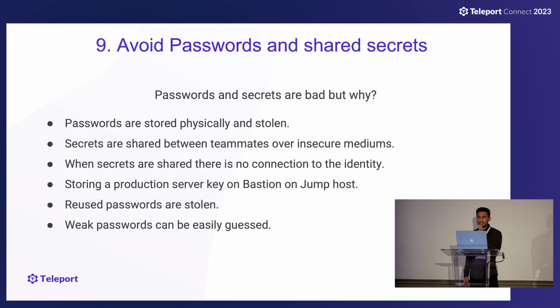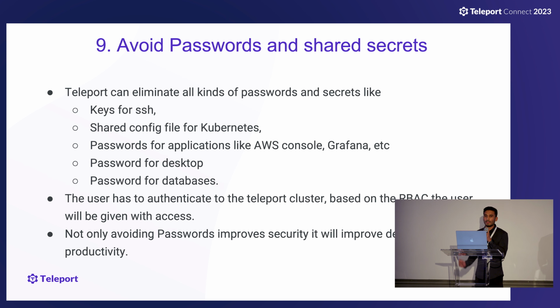A user copies a production SSH key onto a bastion host to access a production server. But he or she never deletes that key from the bastion, and that sits up there and creates a vulnerability. Passwords can be guessed. A password works fine even when it's stolen, because we never know if the password is stolen or not, because it's not connected to an identity. Okay, we are clear that passwords are bad, and let's see how to eliminate passwords.